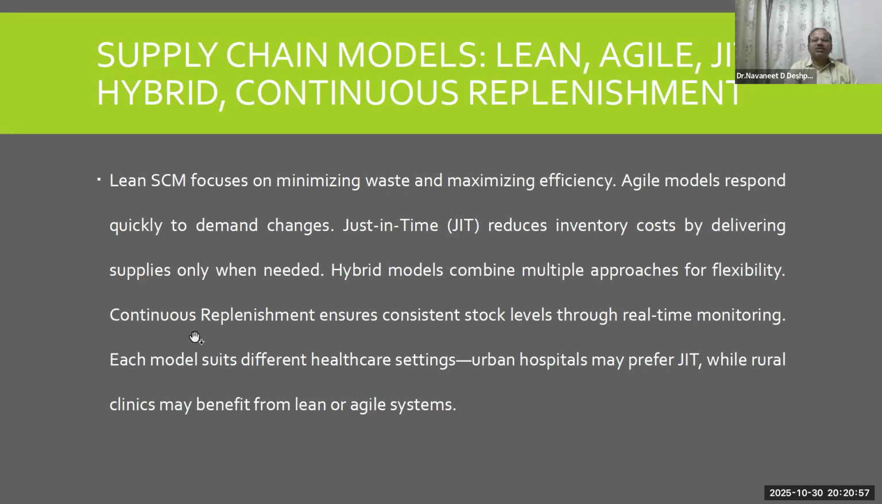Continuous replenishment ensures that consistent stock is maintained throughout with real-time monitoring. And each model suits different healthcare settings. Urban hospitals may require JIT, just in time, because there are so many people coming from rural areas. Urban hospitals will require just in time because they don't have the space to keep everything, so they have to rely on just in time. The hospital cannot become a godown, and they cannot manage everything on their own. Some part of that has to be outsourced all the time. So JIT is most suitable there, while rural clinics may benefit from lean or agile systems. All the time they should have networking, which is good for agile systems.